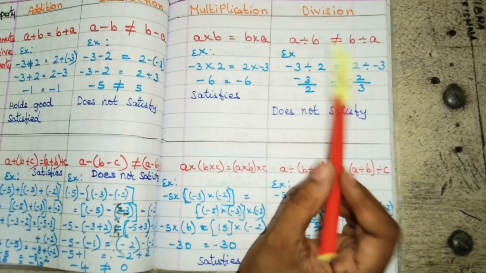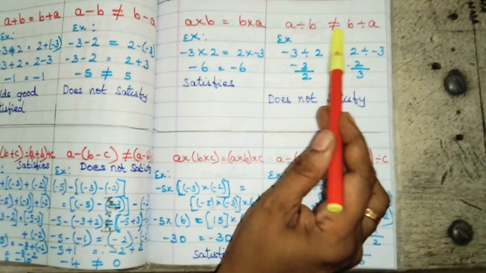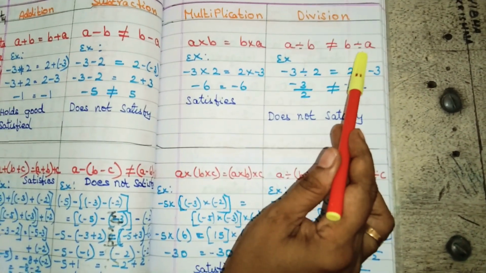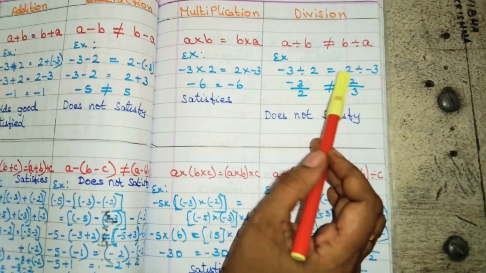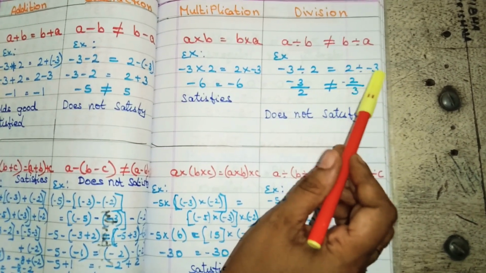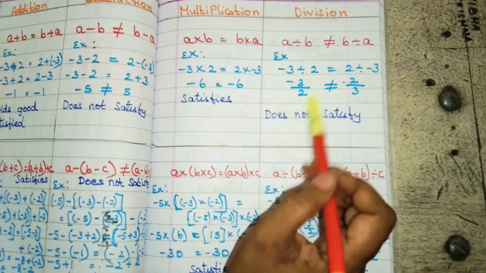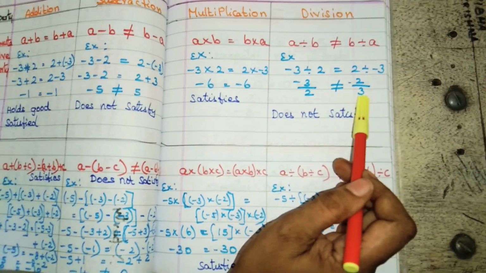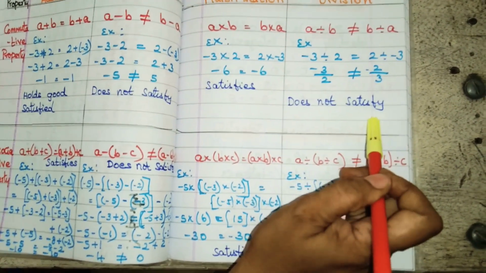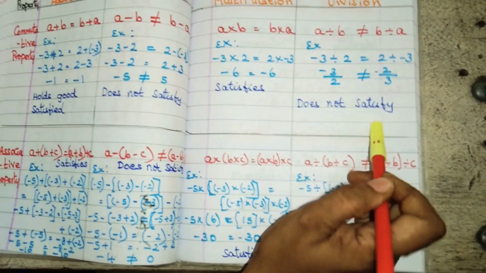Next comes the division. A divided by B is not equal to B divided by A. So minus 3 divided by 2 is not equal to 2 divided by minus 3. When I write it in the vertical form, minus 3 by 2 is not equal to minus 2 by 3. So division is not satisfied under the commutative property.